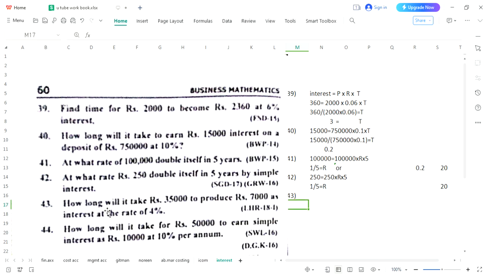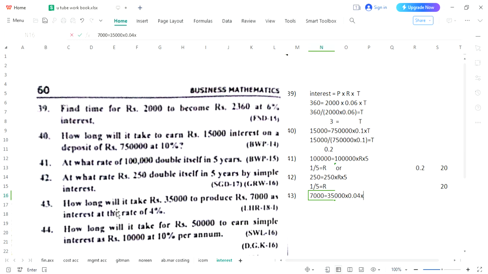How long? How long means time. So time is missing over here. And now let's get forward. How long will it take 35,000 to produce 7,000 as interest? So interest is being given as 7,000 and this is your principal amount, 35,000 original amount. You need to multiply it with rate. Rate is given 4%. 4 divided by 100, that means 0.04. Again multiply by time, and time is unknown.